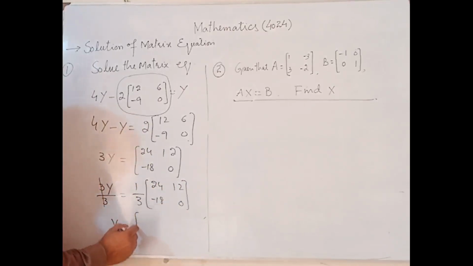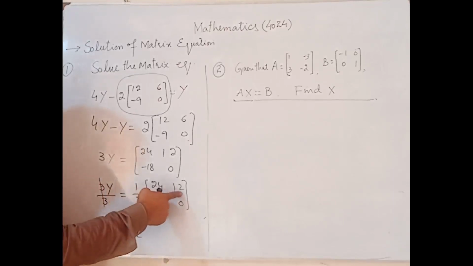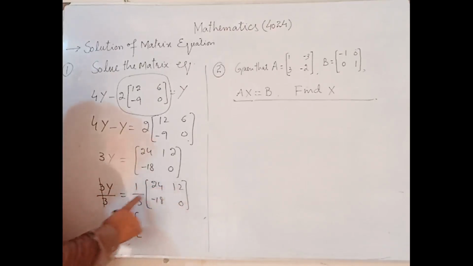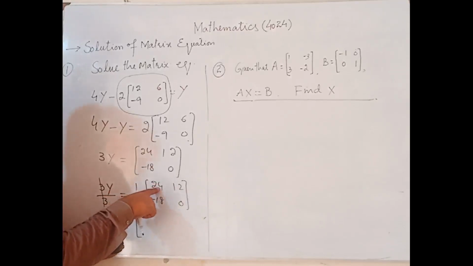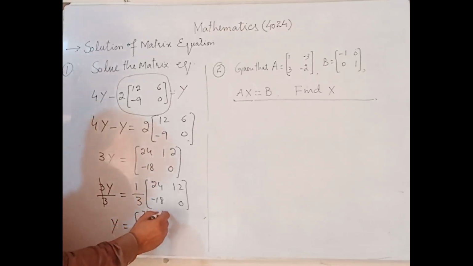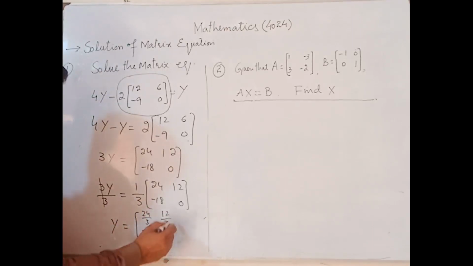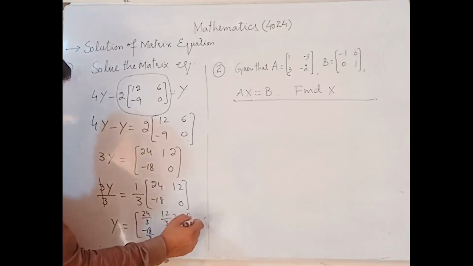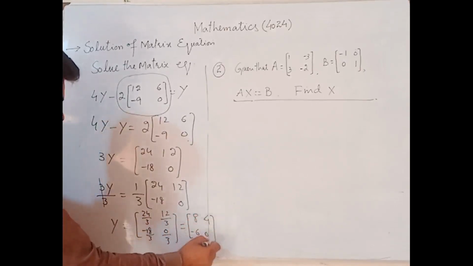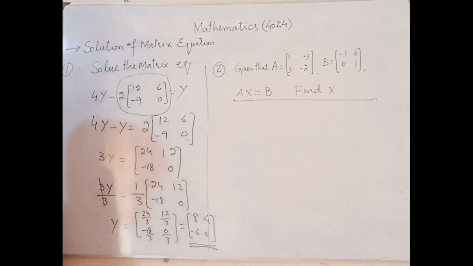Y will be, the final matrix will become, as I have told you earlier, all the entries will be divided by this 3. Meaning 1 by 3 will be multiplied with all the entries, or all the entries will be divided by 3. So you will put there 24 over 3, 12 over 3, and minus 18 over 3, 0 over 3, which will become 8, 4 and minus 6, 0. This is the matrix Y.